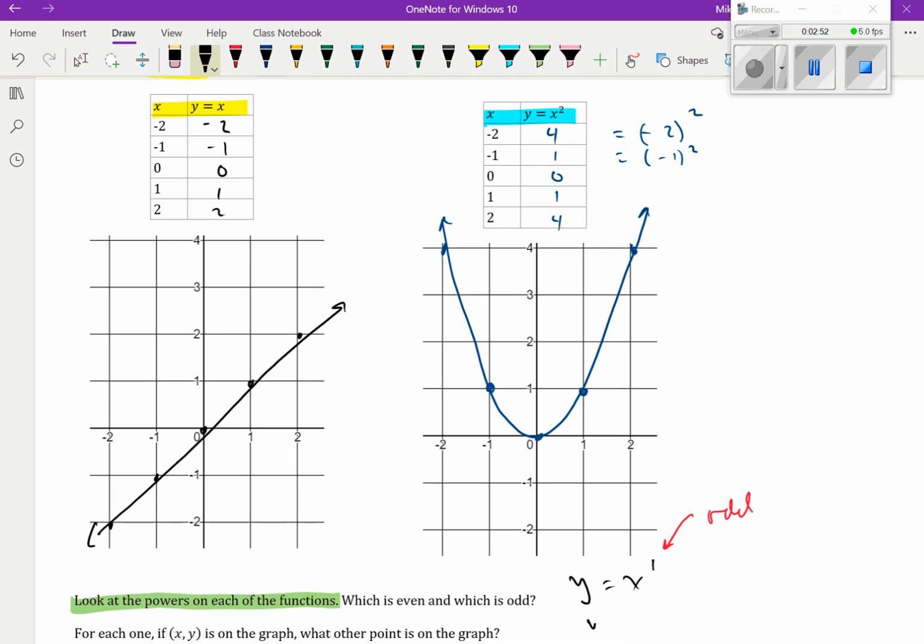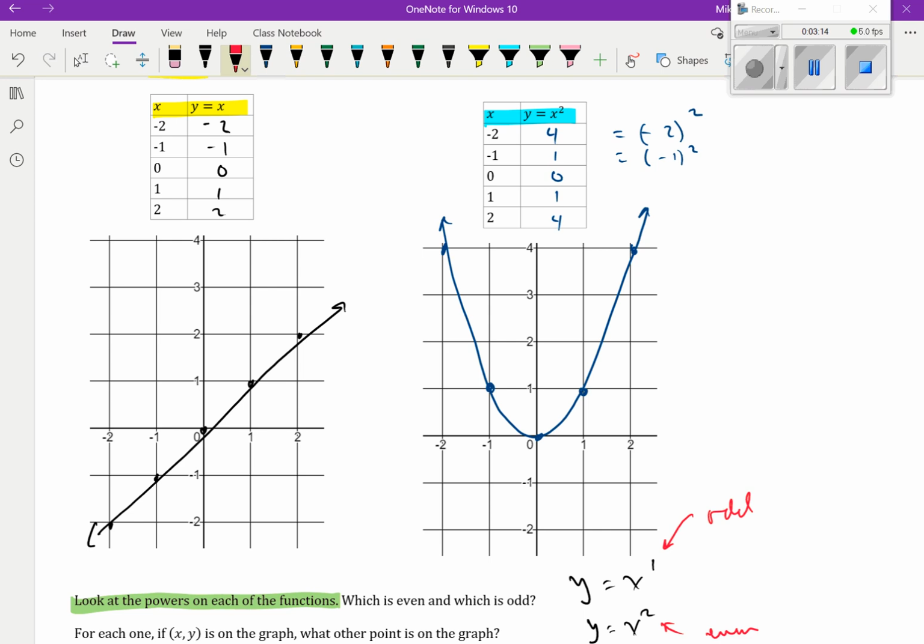And likewise, if we take a look at y equals x squared, the 2 is an even number. So as we take a look at those, part of what's going to be taking place here is looking at the exponents on our function and determining whether it's even or odd. That's part of the idea.